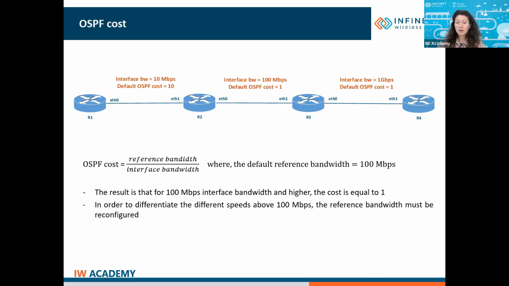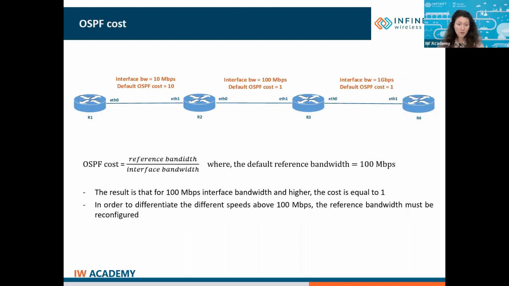Next, between R2 and R3, we have a 100 megabits per second connection, so the default OSPF cost will be 1. And moving forward, between R3 and R4, we have 1 gigabit link speed. The default OSPF cost will also be 1, as it cannot use a value of 0.1, which results upon division. Actually, for any speed higher than 100 megabits per second, the default OSPF cost will be 1.